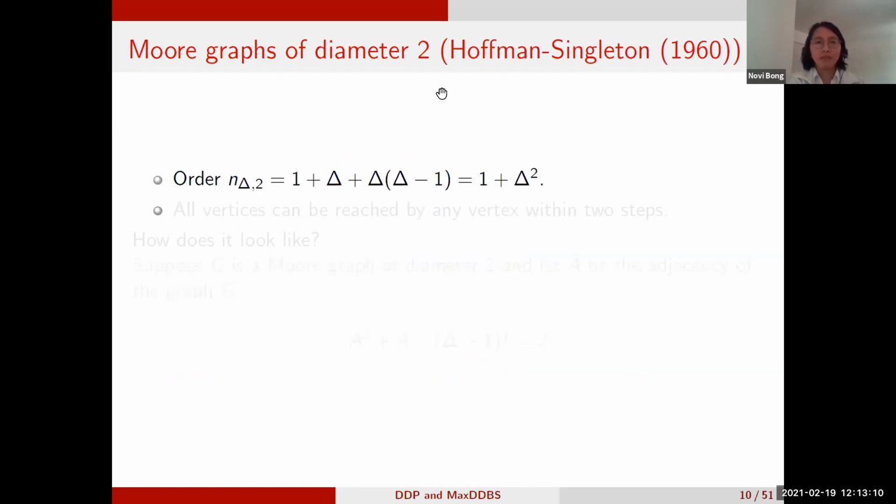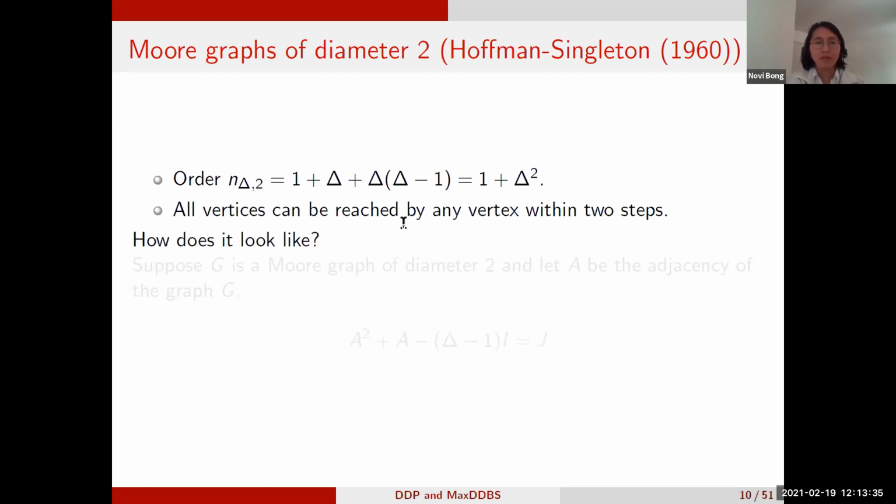Now we move to diameter 2. If you have diameter 2, that means we start from a vertex, and then you have delta vertices, and for the second level, you have delta times delta minus 1 vertices. If we sum this, we have 1 plus delta squared. Because it has diameter 2, it also means that all vertices can be reached from any vertex within 2 steps. So how does it look?